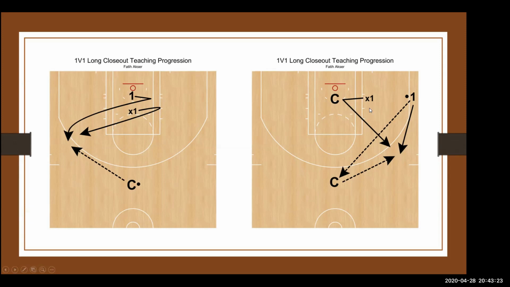With this drill, we would like to demonstrate the idea of a help side situation. The offensive player starts with the basketball and passes to the coach. As soon as the offensive player passes the ball to the coach, the defensive player gives a high five to the coach underneath the basket and closes out. A long closeout demonstrates the idea of weak side help or a full rotation help, and we want our offensive player to be able to react accordingly.